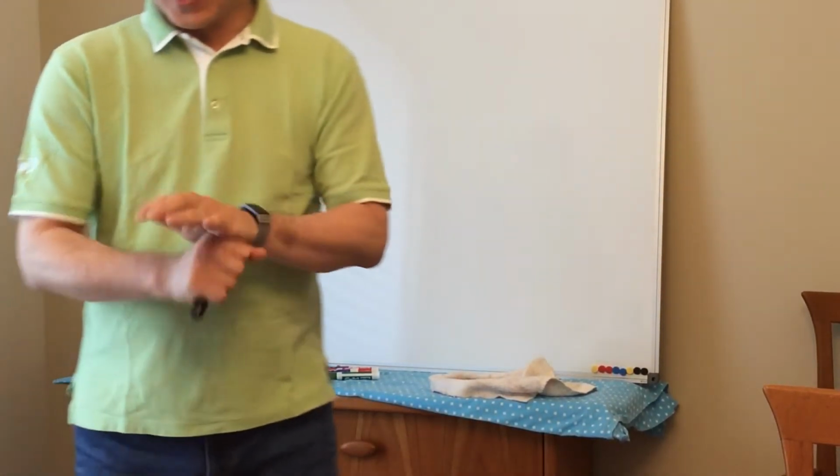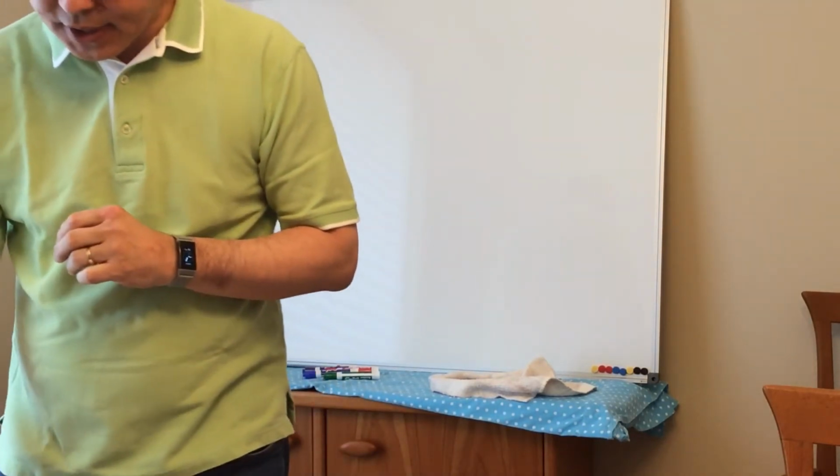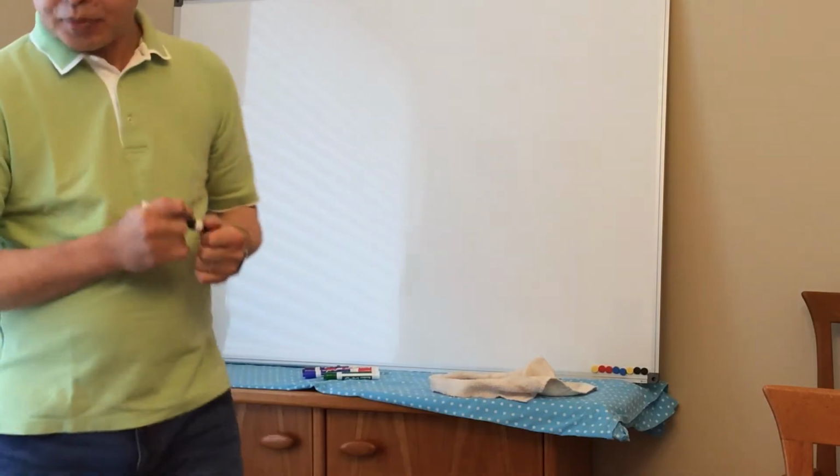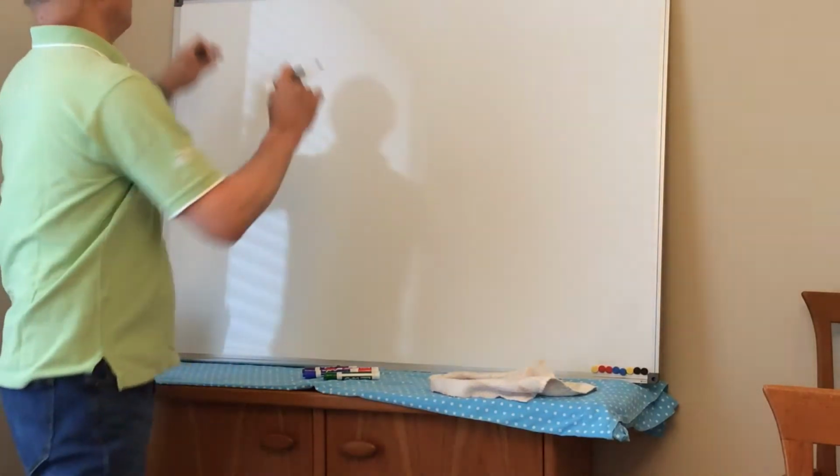Okay, so we're going to get started. Let's get started with 6.2, and we're talking about the dot product of vectors. 6.2.